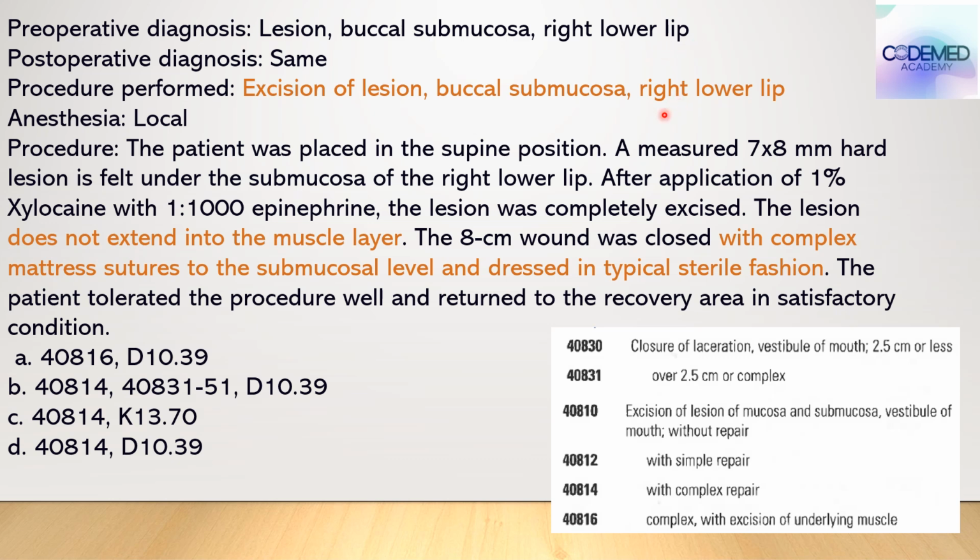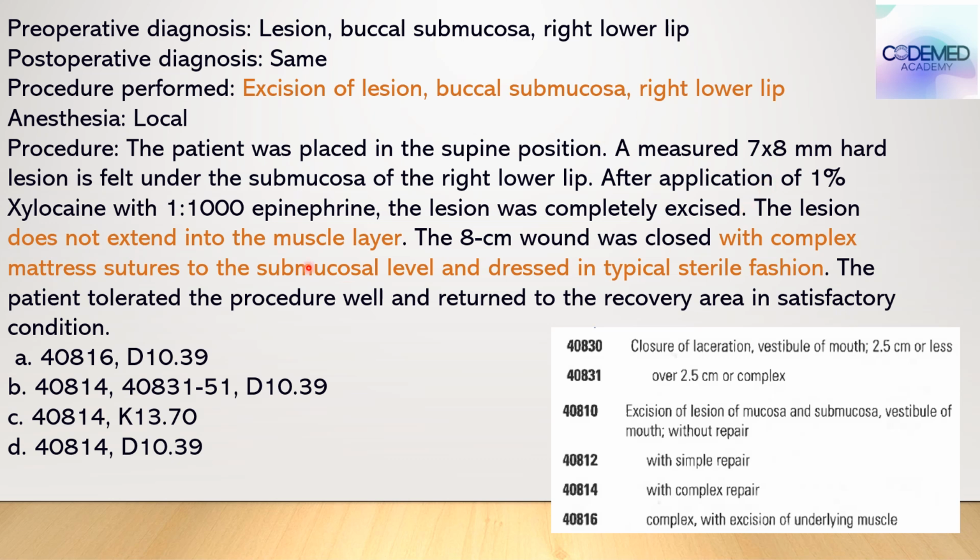So the buccal is basically the part of the oral cheek from inside, the cheek and the lip from inside, which faces the teeth, that is called the buccal. And the postoperative diagnosis is also the same. The procedure performed is the excision of the lesion of the buccal submucosa, right lower lip, anesthesia given. And we need to quickly go through the procedure, because sometimes we get a lot of important information in the procedure. The patient was placed in the supine position.